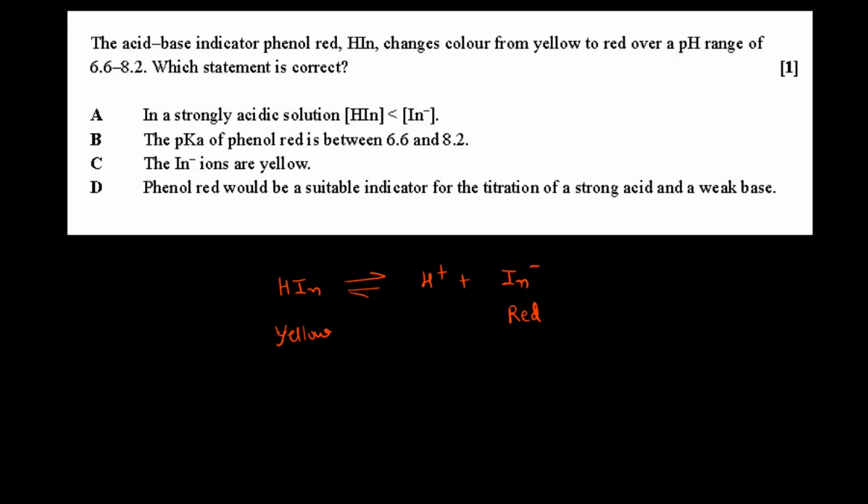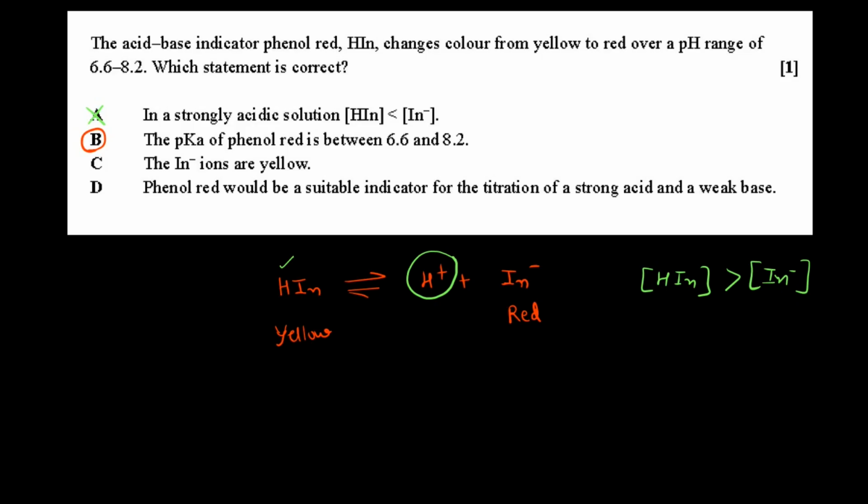So option A says that in a strongly acidic solution. Strongly acidic solution means when we have more concentration of H plus ion. So if we have more concentration of H plus ion, this equilibrium will shift towards the left. So we will have more HIn concentration compared to In minus in strongly acidic solution, and the color will be yellow because we will have more concentration of undissociated acid. So option A is not correct. Second option, the pK of phenol red is between 6.6 and 8.2. Yes, this is the correct answer.